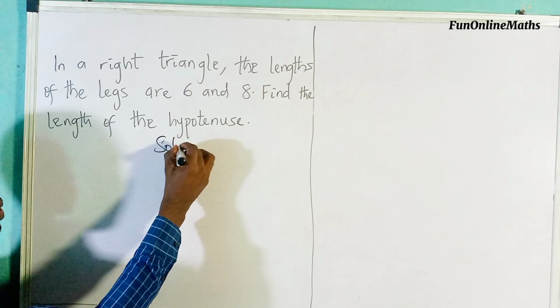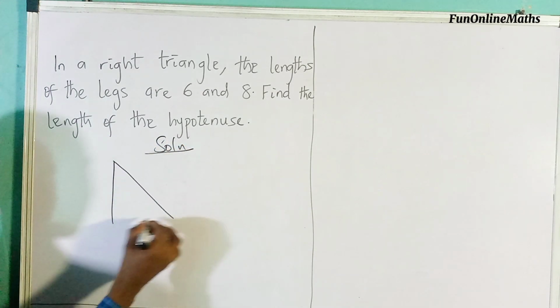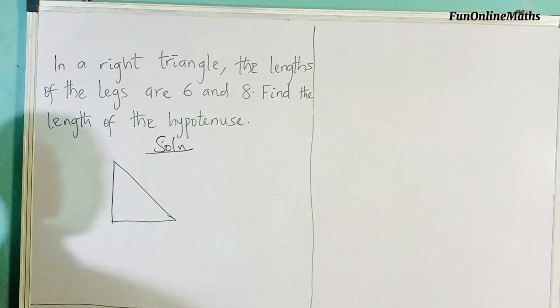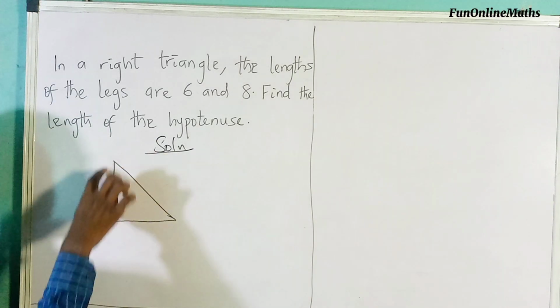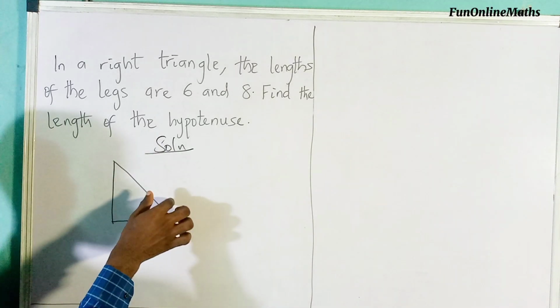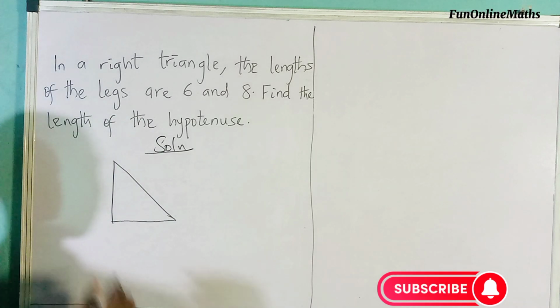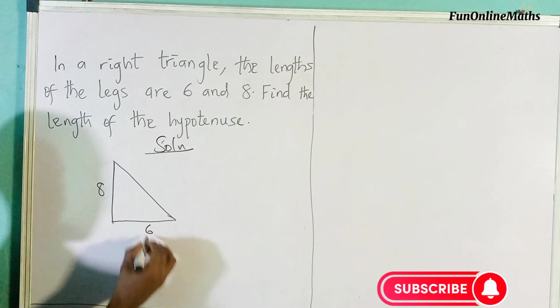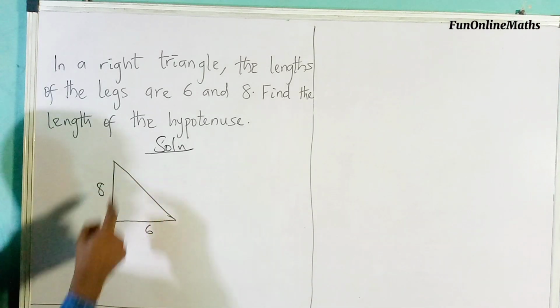So I'm going to draw a right triangle, and then we are told that the length of the legs are 6 and 8. What are the legs? This part and this part. This part is the hypotenuse. In a triangle, the longer side is always the hypotenuse. And then I can say, okay, this is 8 and this is 6. But the question says we should find the length of the hypotenuse, which in this case is this part.